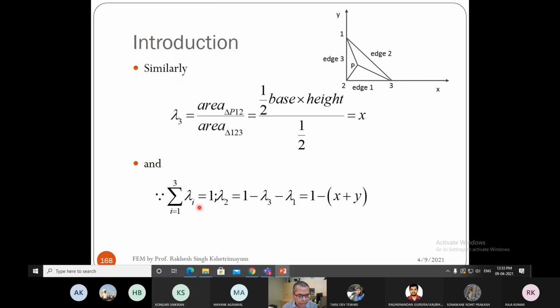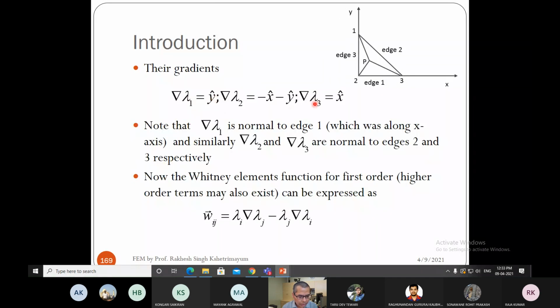If you take the gradient of lambda 1, you will get y hat. What was lambda 3? Lambda 3 was x. So gradient of lambda 3 would be x hat. What is the gradient of lambda 2? Lambda 2 was 1 minus x minus y, so it will be simply minus x hat minus y hat. I have gradient of lambda 1, lambda 2, and lambda 3. From there, I can find out the Whitney element function for first order. You can actually go for higher order terms here, but we'll consider the simplest one, which is the first order term.